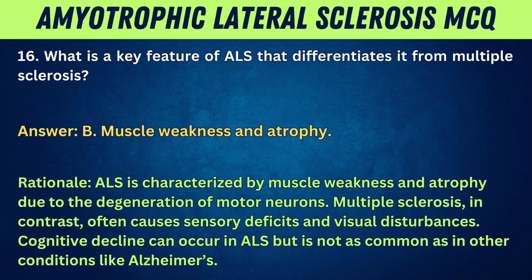Rationale: ALS is characterized by muscle weakness and atrophy due to the degeneration of motor neurons. Multiple sclerosis, in contrast, often causes sensory deficits and visual disturbances. Cognitive decline can occur in ALS, but is not as common as in other conditions like Alzheimer's.